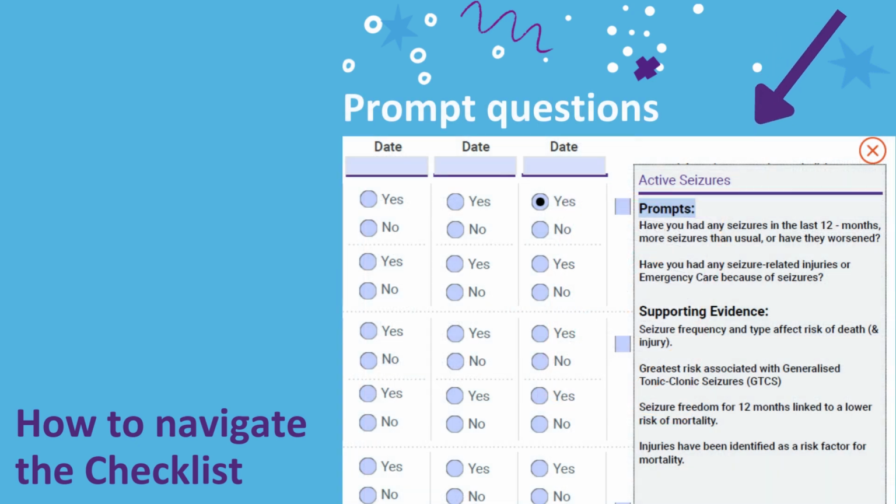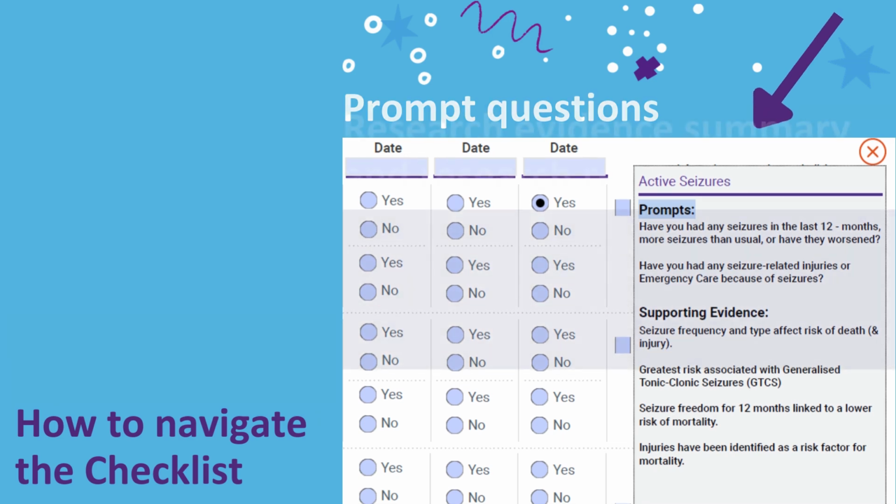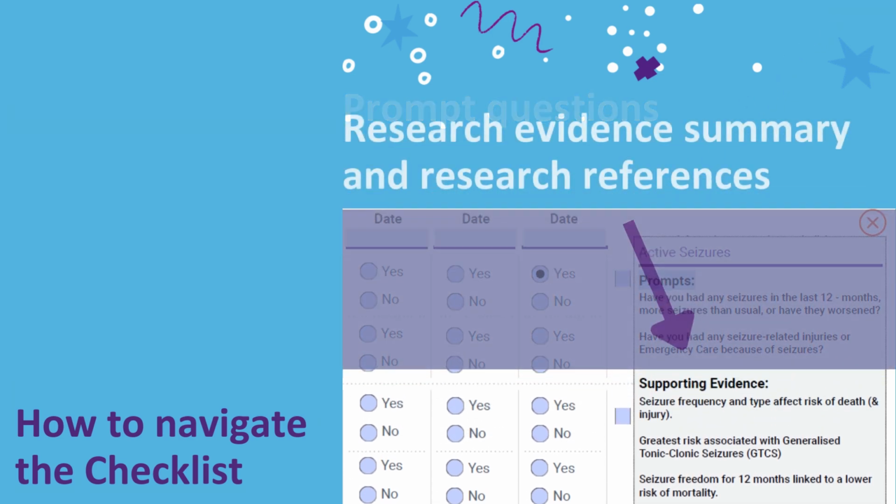We know that not every health professional will be comfortable and confident in discussing epilepsy mortality risks with their patients, especially if they are new in role or don't see many people with epilepsy. There are pop-up boxes for each risk factor to provide simple questions to help get conversations going in a way that will help you determine if there are risks present for each patient.